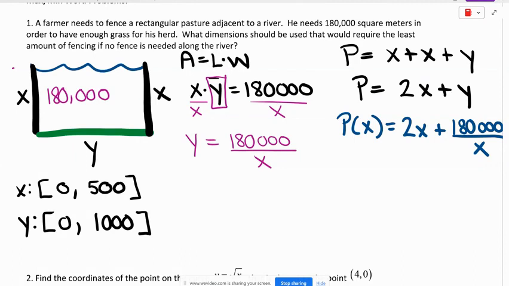Can I go to my calculator? Is everybody done copying this? Okay, let's go to our calculator.